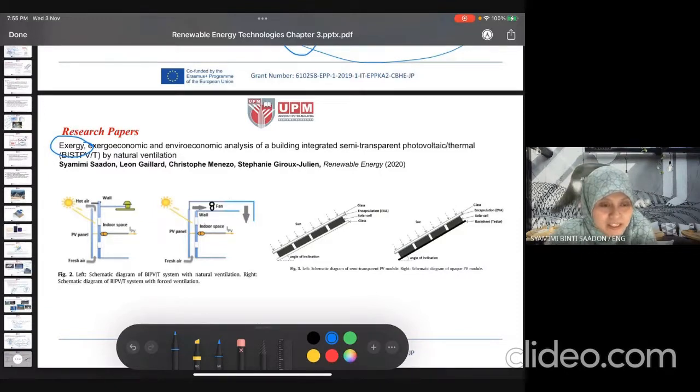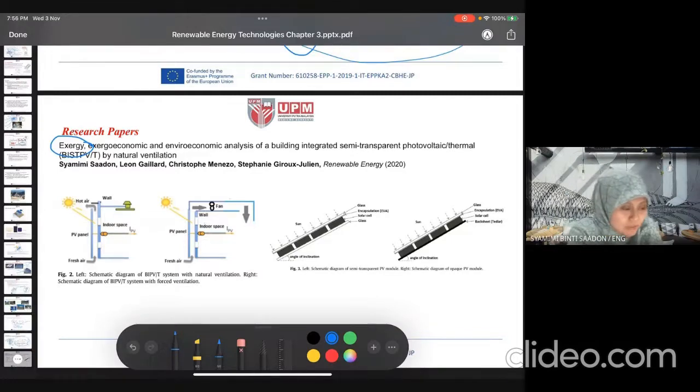But usually with this technology, natural and forced ventilation, in European countries they use the natural ventilation concept during hot weather, summer, and forced ventilation is usually used in the winter, cold weather.